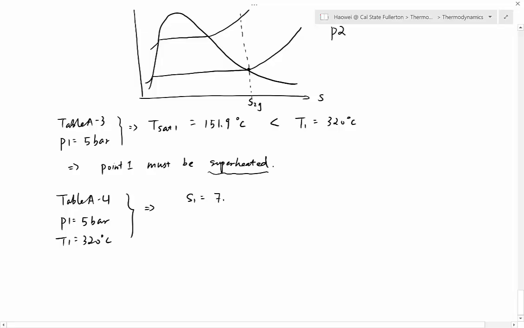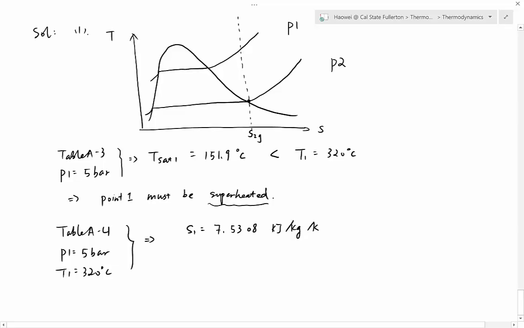S1 is 7.5308 kilojoule per kilogram per Kelvin. So now I have S1. Alright, since I am at the table, I might as well write down other properties.